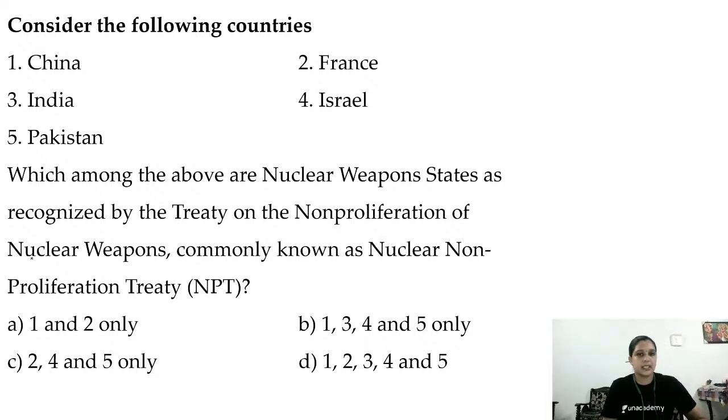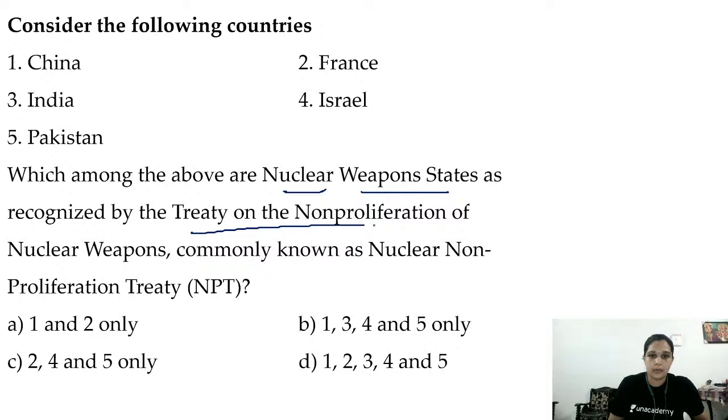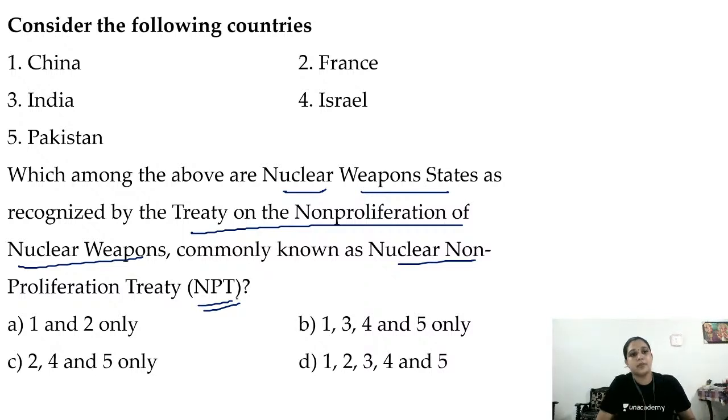Consider the following countries: China, India, Pakistan, France, Israel. Which among the following are nuclear weapon states as recognized by the Treaty on the Non-Proliferation of Nuclear Weapons, also known as the Nuclear Non-Proliferation Treaty? Simply, they are asking which of the following countries have signed the Non-Proliferation Treaty. We know very well that India did not sign the Non-Proliferation Treaty. So I am eliminating option 3. So I am eliminating two options. So 1, 2 only, 2, 4 and 5 only remain.